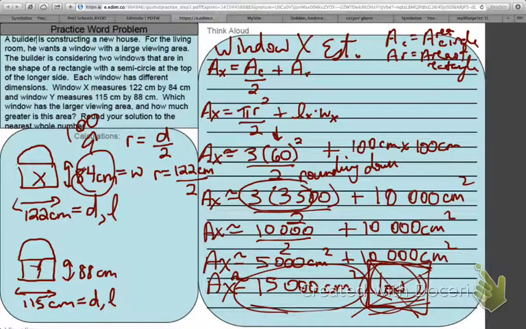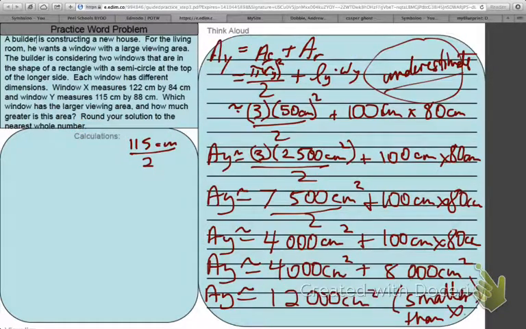So to summarize, we go back to window X and look at the estimate. We made an estimate, and we've identified that this estimate might be high, it might be low, it's hard to say, because in this case we've rounded some values up. Like we said that the width originally is 84, but we rounded that to 100 in the estimated calculation, and our length was 122, we rounded that down. So our estimate could be close to the actual. We don't know if it's high or low, so we can't conclusively state that it's lower than the actual.